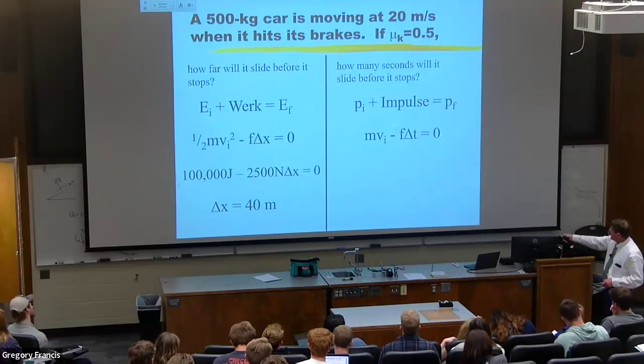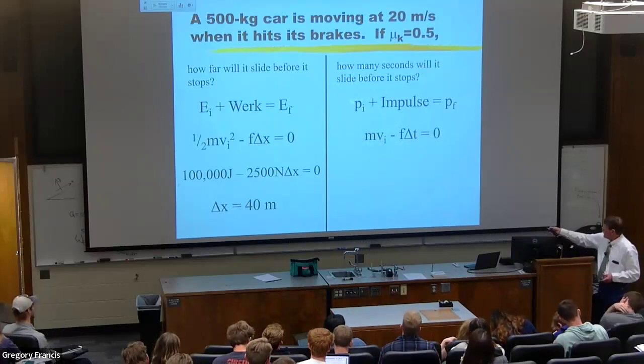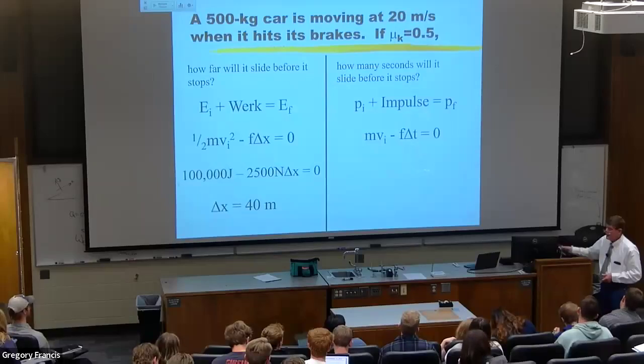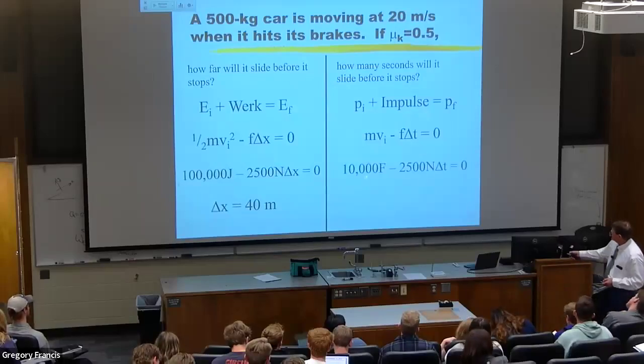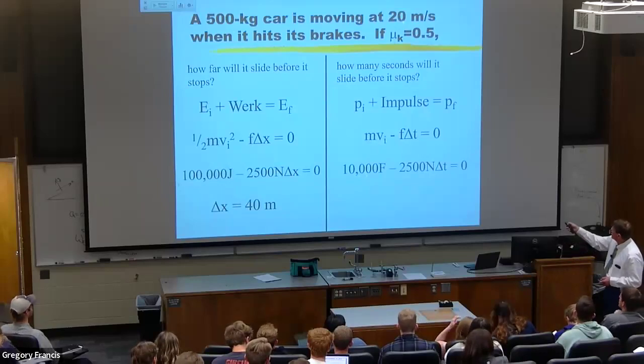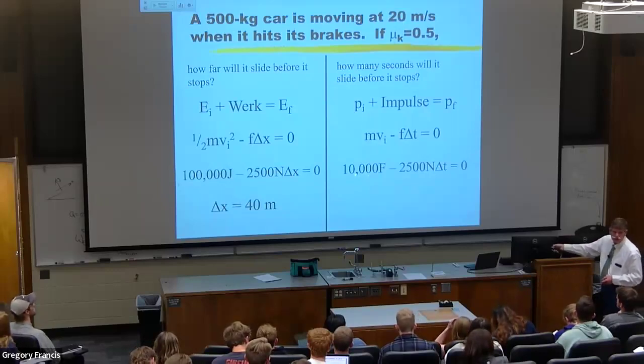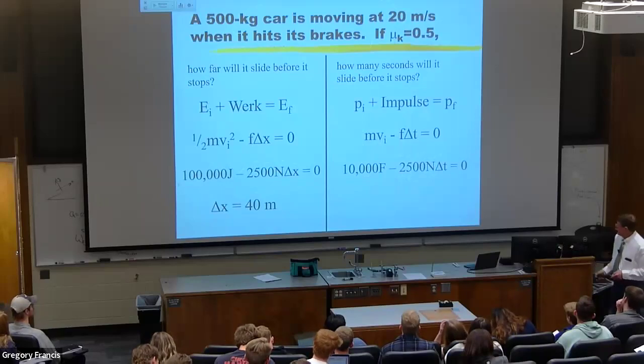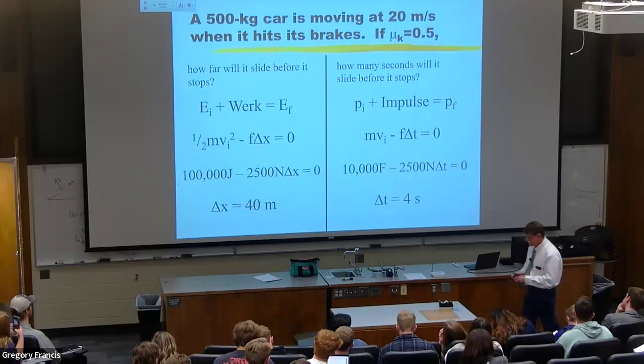Now, in this case, that minus sign comes from the fact that this is a vector equation. And if we're calling the momentum that I start with positive, the friction is going to be fighting that. It's going to be in the negative direction. Okay? Now, the mass times the velocity is 500 times 20, or 10,000 Franci. The friction's still the same. It doesn't matter which problem you're solving. Friction is friction. And when I solve that for time, I get 4 seconds.